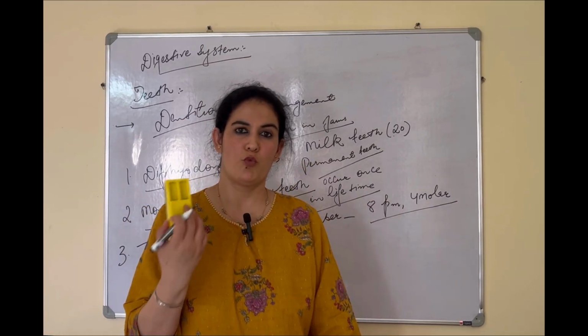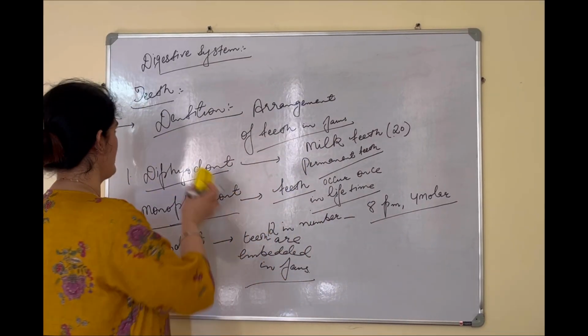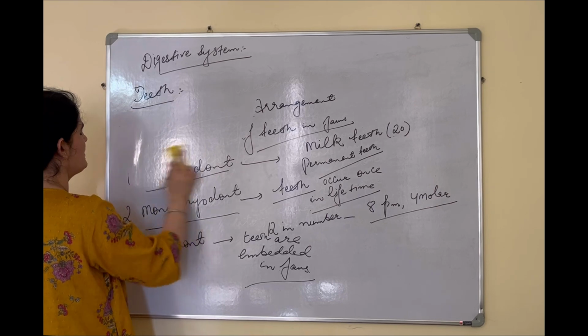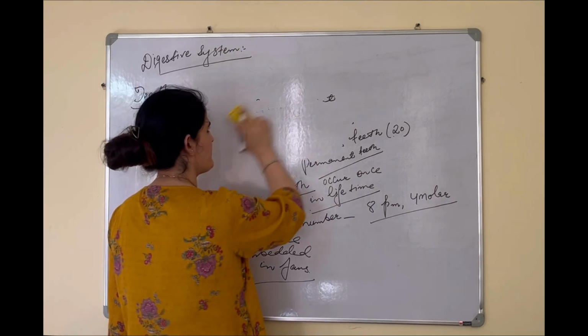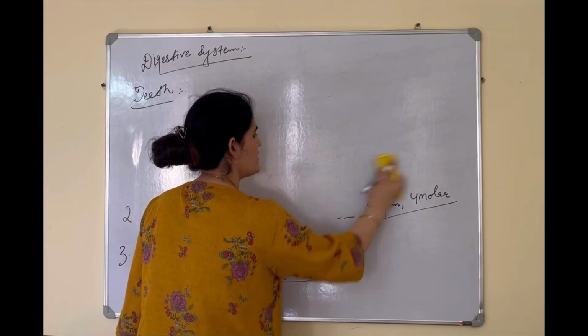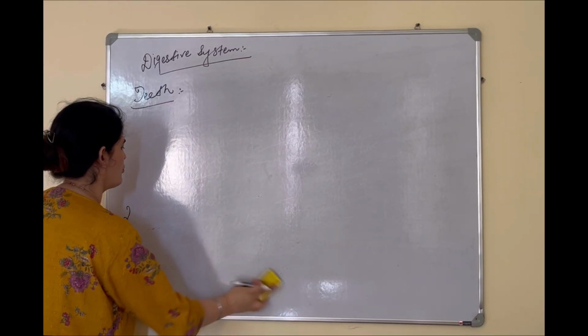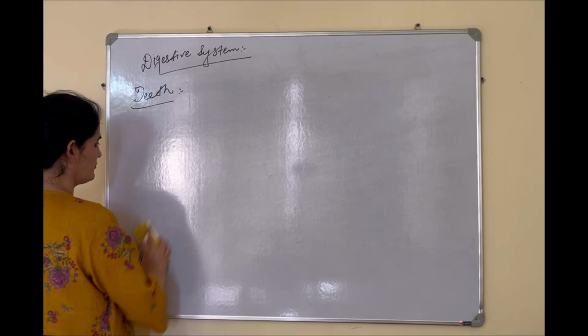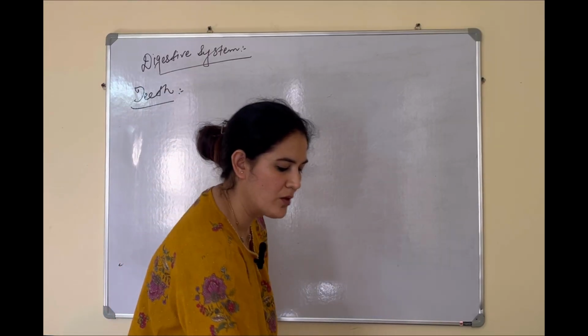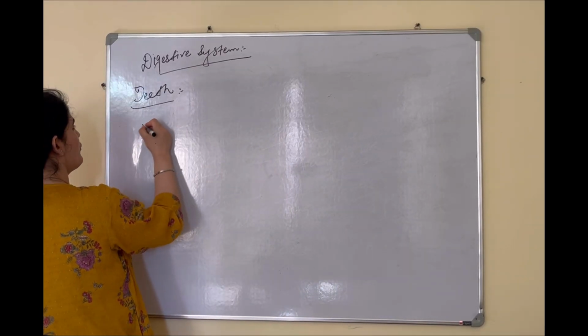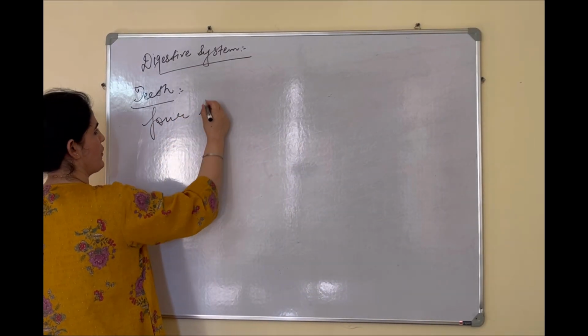Okay, students, now moving on to the next thing, types of teeth. How many types of teeth are present? So you must be knowing, students, you must have learned this thing from your childhood, so you know this. So we will have a look about the types of teeth. So we have basically four types of teeth.